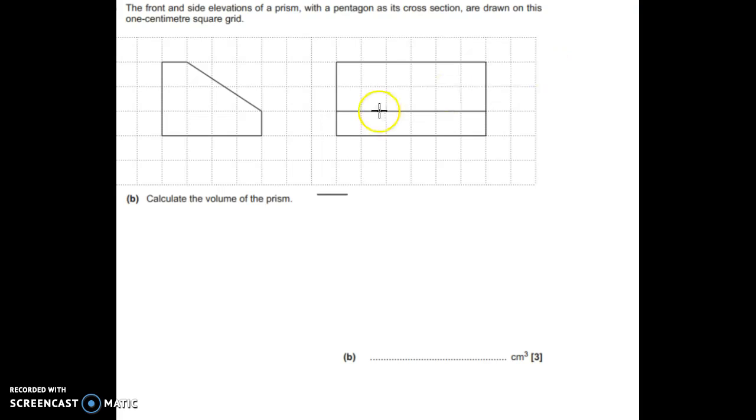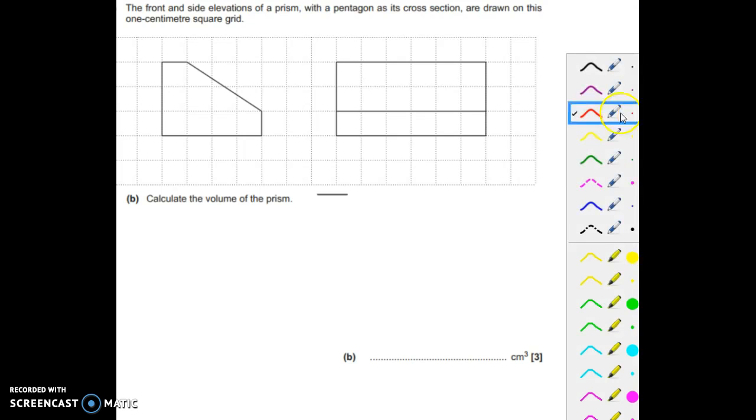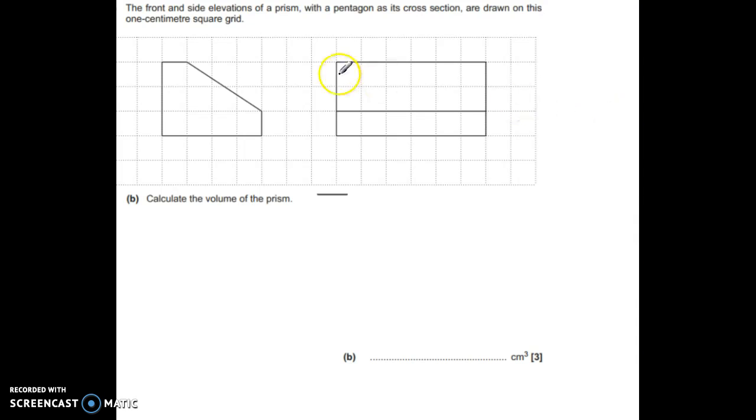Part B says calculate the volume of the prism. Now this one is a little bit trickier, but still not too bad. It tells up here that it's got a pentagon as its cross section. If you know anything about prisms, to find the volume, you do the area of the cross section and times it by how deep the shape is. We already know that it's 1, 2, 3, 4, 5, 6 deep. It's 6 centimetres is the depth.